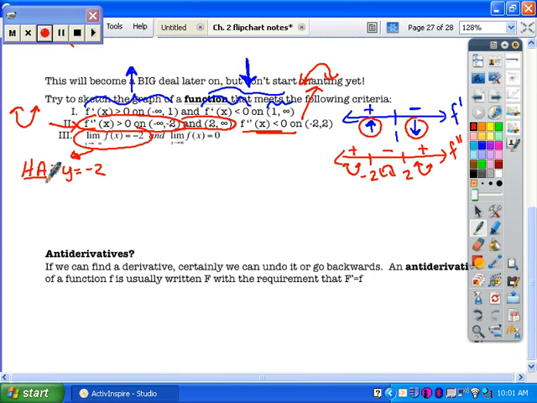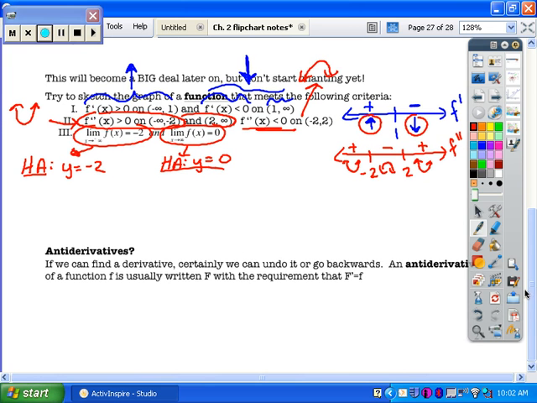And then this other one says the limit as x goes to positive infinity is 0. What does that tell me? There's another horizontal asymptote at y equals 0. Now remember, the one at 0 is approached when we go to positive infinity, and the one at negative 2 is approached when we go to negative infinity. So now we put this all together in a graph.